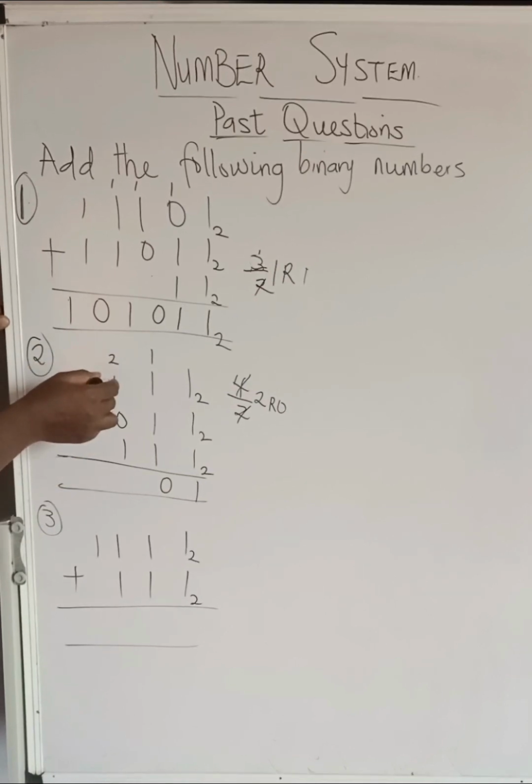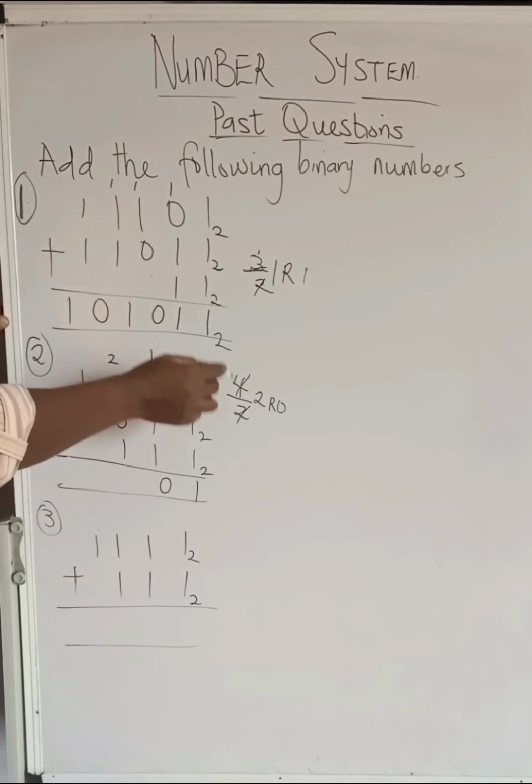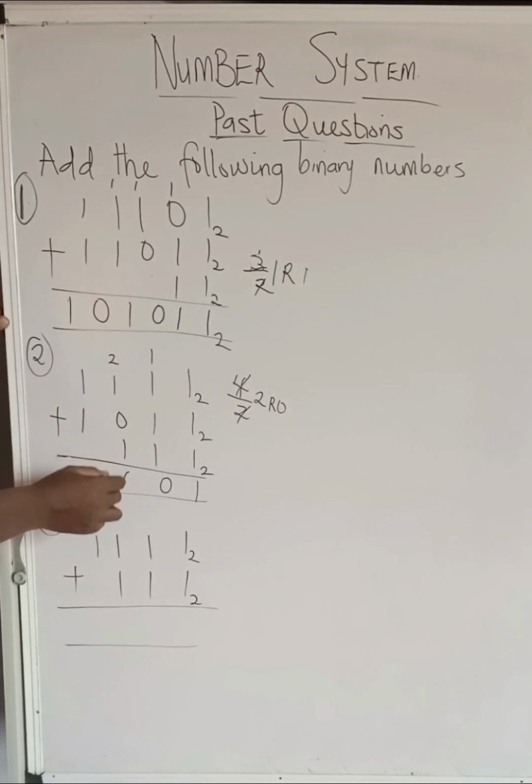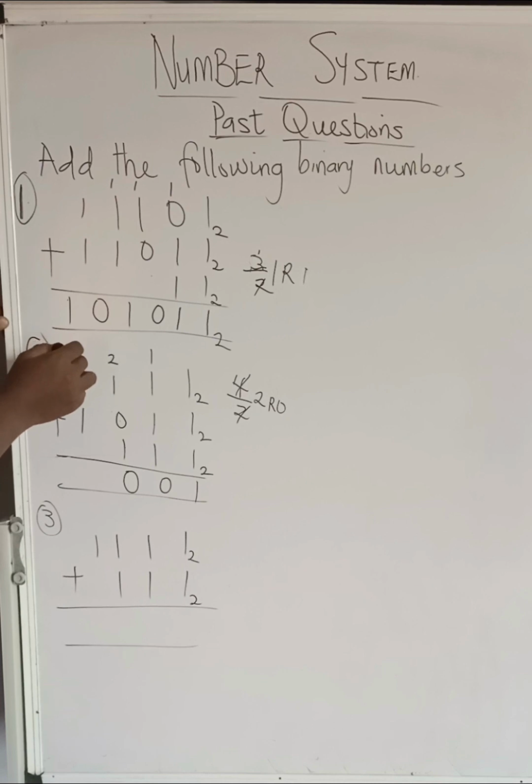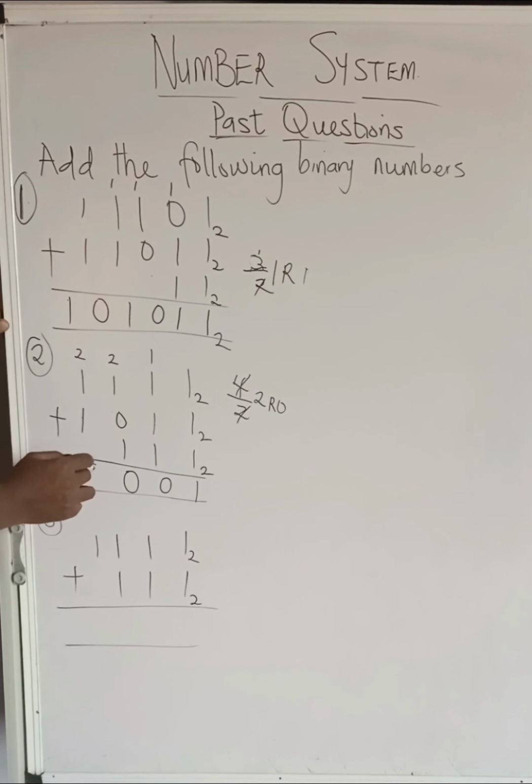So 2 plus 1 is 3. 3 plus 0 is 3. 3 plus 1 is 4. 4 divided by 2 is 2 remainder 0. We write our 0 and carry our 2 forward. 2 plus 1 is 3. 3 plus 1 is 4. 4 divided by 2 is still 2 remainder 0.